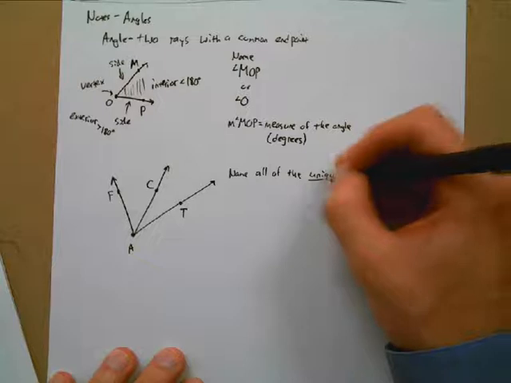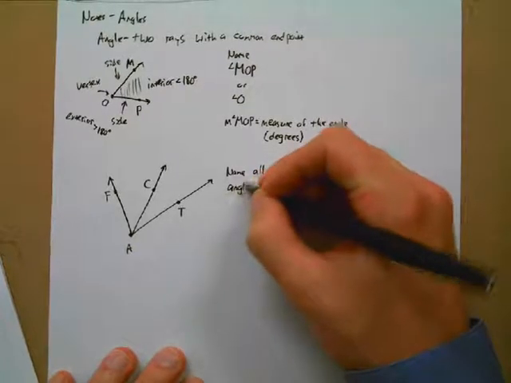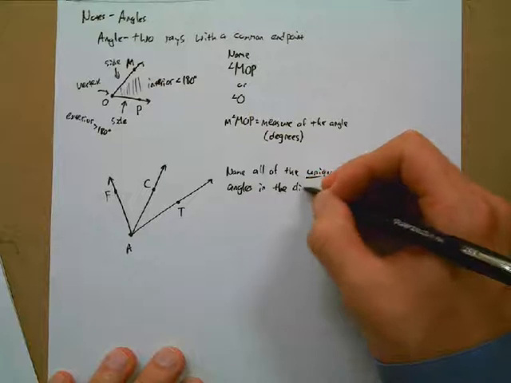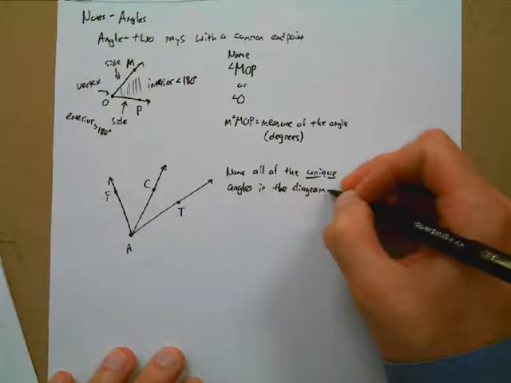Again, we could say TAF, that's the same as FAT, though. We could say CAF, it's the same as FAC. So, those are your three unique angles there. So, good. Be on the lookout for those, because it's easy to forget about them.